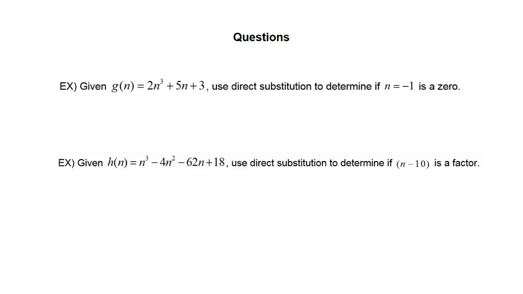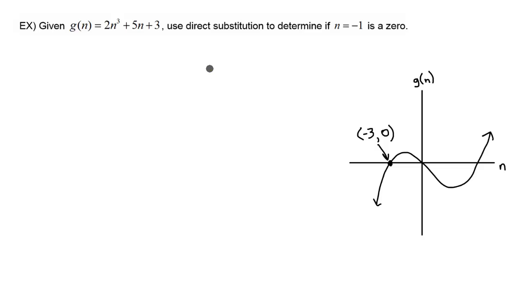This video is going to go over a couple questions that involve direct substitution. In this first example, we're going to use it to figure out if n equals -1 is a 0 or not. Before I actually get into the example, I want to cover what a 0 is.